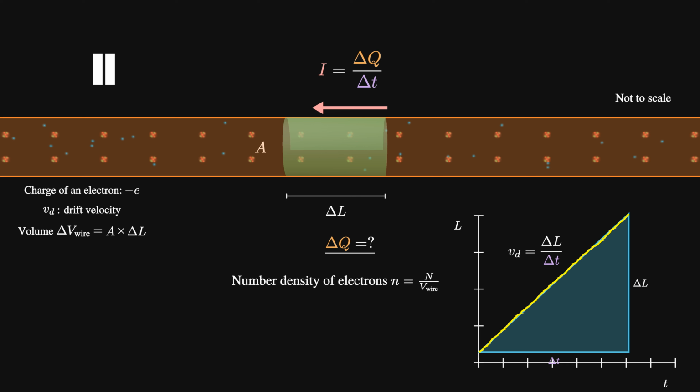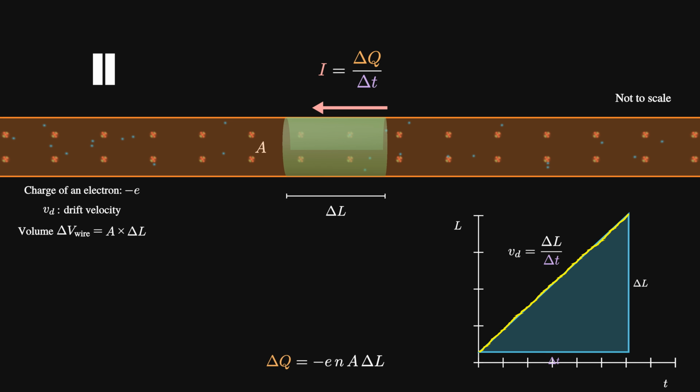In our chunk of wire, delta L, the number of electrons is just the number density n times the volume of the wire, delta V. As we've said, delta V is just delta L times the cross-sectional area A, so the number of electrons is n times delta L times A. As the charge of each electron is fixed, equal to minus e, the change in charge delta Q within delta V is just minus e times n times delta L times A.